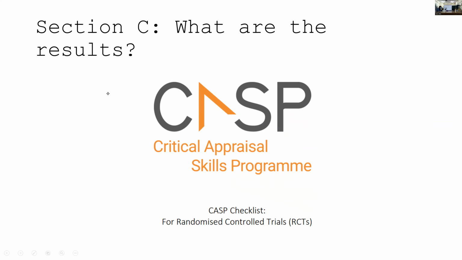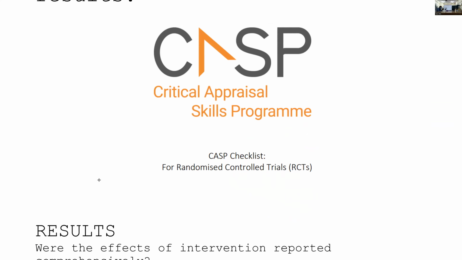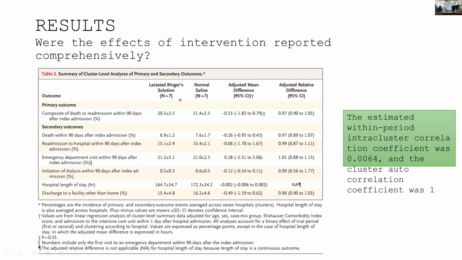Now finally, let's move to the results. For the results part, we use the task questionnaire. Were the effects of the intervention reported comprehensively? They have given the differences, and also the confidence interval as well as the p-values. Among patients who got lactated Ringer's, 20.3% had a composite of death or readmission within 90 days after ICU admission. On the other hand, normal saline had 21.4%, about 1% more. But when you adjust for the cluster weight, the difference is minus 0.53, but it is not significant because the confidence interval is on either side of 1.